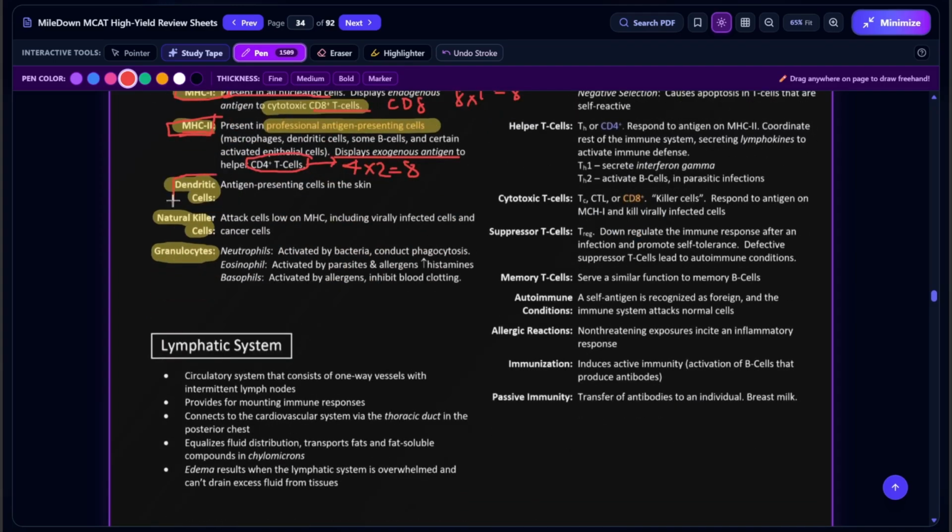And then dendritic cells are antigen-presenting cells in the skin, and natural killer cells attack cells low on MHC, including virally infected cells and cancer cells, and granulocytes are important. There's different types: neutrophils, eosinophils, and basophils. Neutrophils are activated by bacteria, and they conduct phagocytosis, so they eat stuff up. Eosinophils are activated by parasites and allergens, and they increase histamines. Basophils are activated by allergens, and they inhibit your blood clotting.